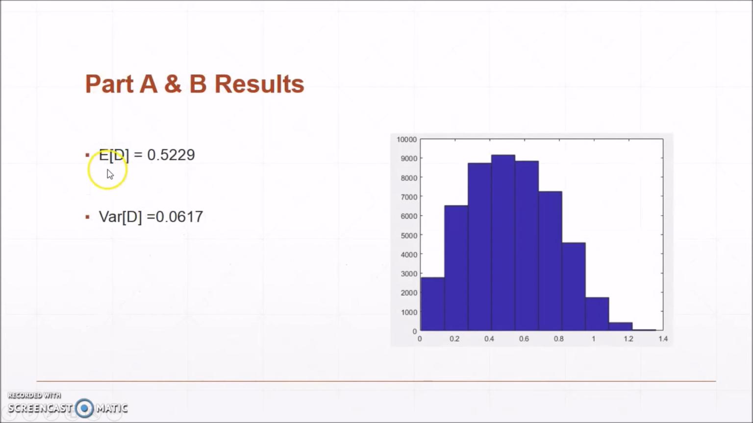So for our expected D, it's 0.5229, and our variance is 0.0617, and then this is our lovely histogram.